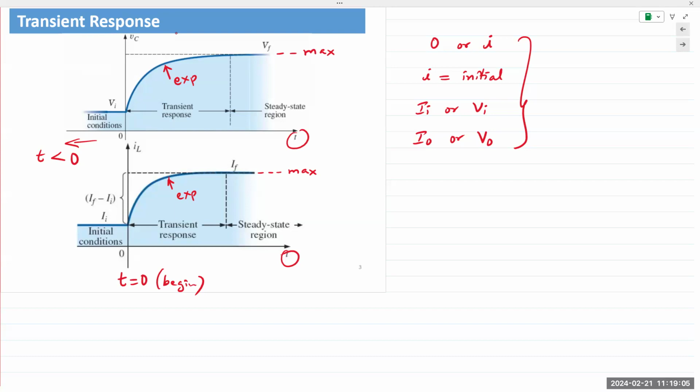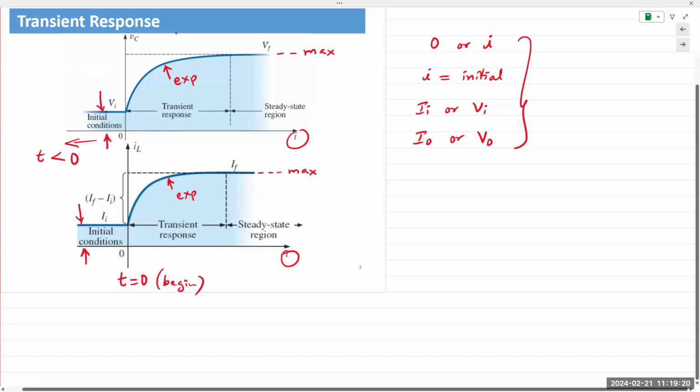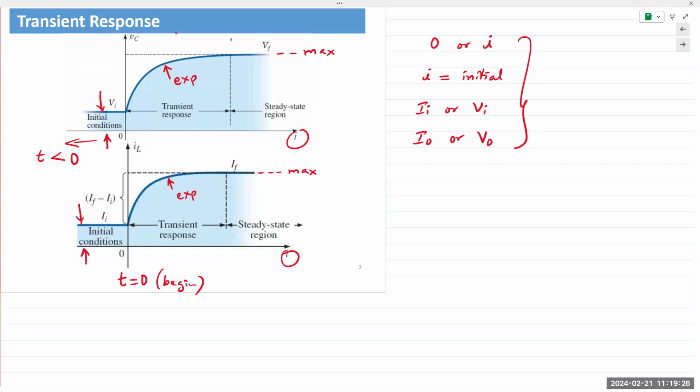The chart illustrates some value, right? There's some value here for the current and the voltage. But in most of the examples we look at, the initial current and voltage will always be equal to 0. Then it will begin charging from that point on. And of course, after a certain point in time, it reaches a max value, after which it is at steady state.